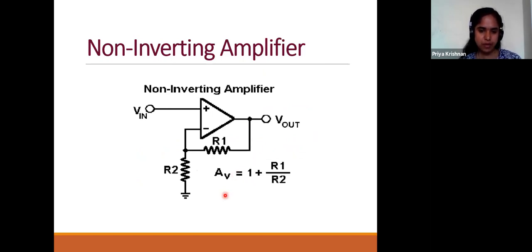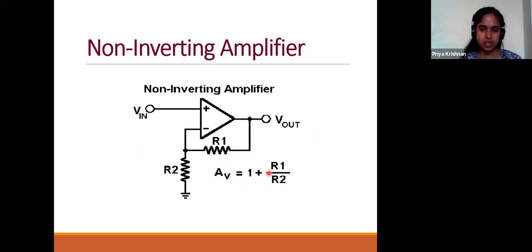Now the non-inverting amplifier. It's very clear from its name. I'm going to apply the input to the non-inverting terminal, that is my positive terminal. All the resistor network comes in the feedback. Here the voltage gain, you have to derive this expression, Av is equal to 1 plus R1 by R2, where R1 is your feedback resistor and R2 is the resistor connected to the inverting terminal.